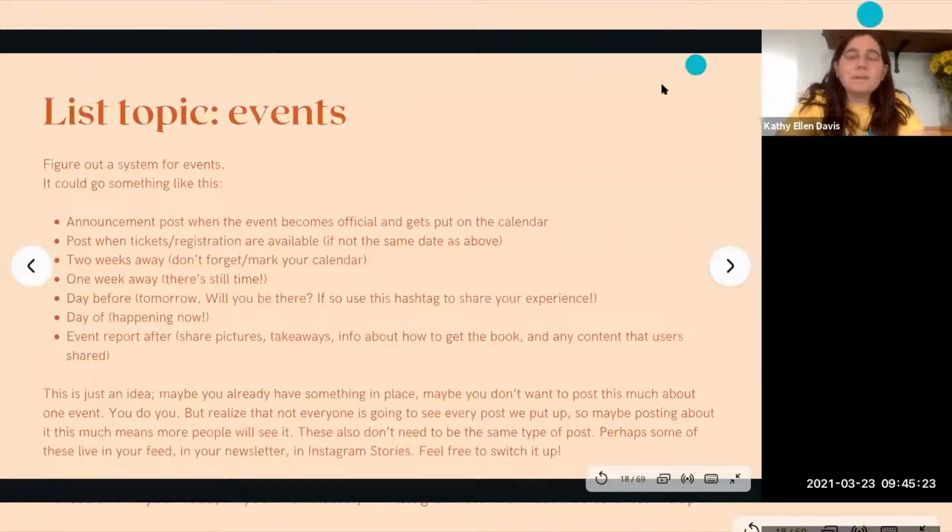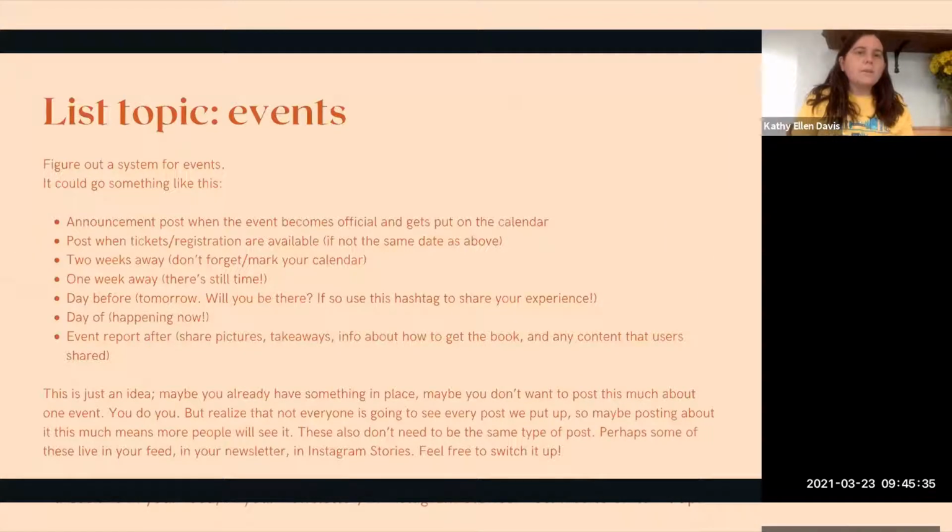So first list topic, events. So I know you have events. Maybe you have not as many now that we are doing mostly virtual, but figure out a system for your events. Figure out how often you want to post about them. So maybe you announce when the event becomes official. Maybe you post when tickets and registration are available. Maybe you post 2 weeks out and say, don't forget, mark your calendar, maybe 1 week away.